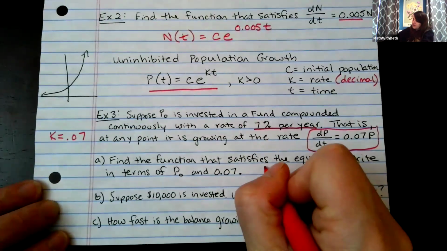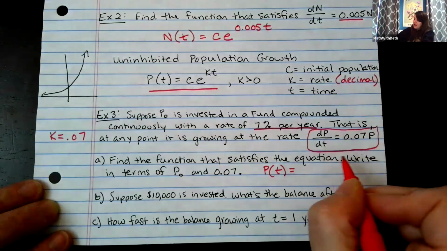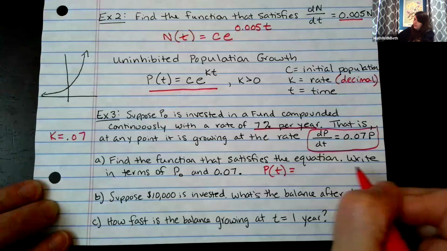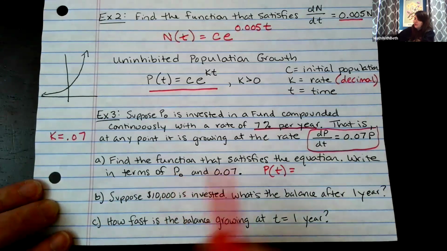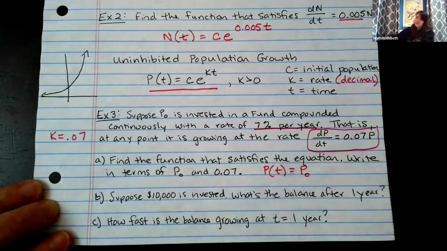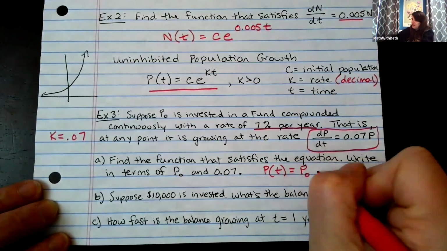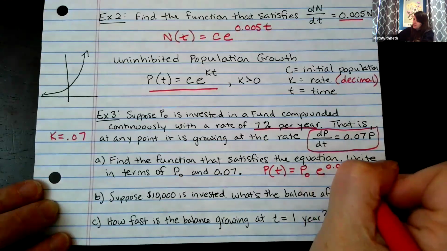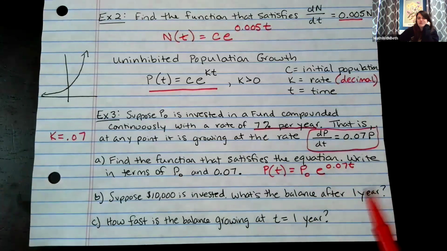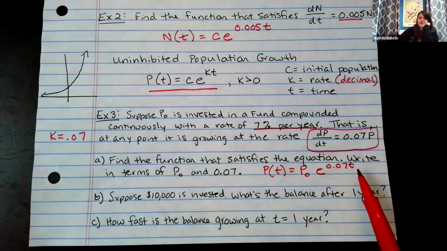So I'm going to call my function P of t because of the P and the T there. I know that it's going to be some number C, but this time they said, write it in terms of P sub O. So that just means put that where the C normally is, because that's what they're calling the initial amount. E to the K, which we know is 0.07 times T. So there's my equation. P sub O, which is the original amount, which we don't know right now, times E raised to the 0.07 T.